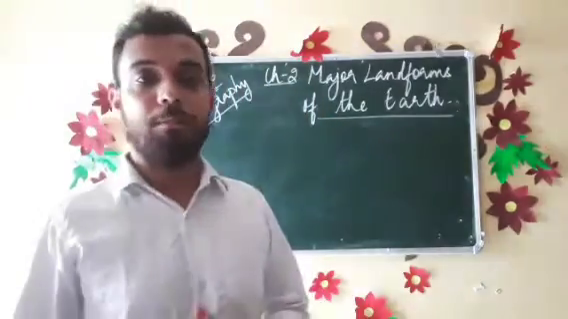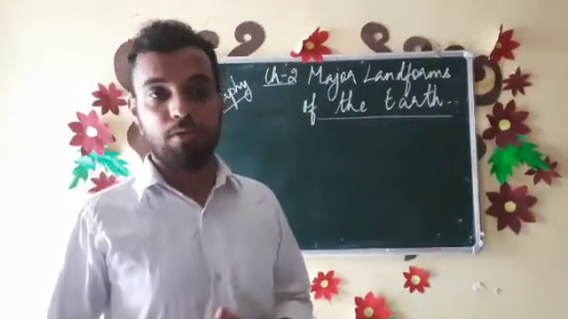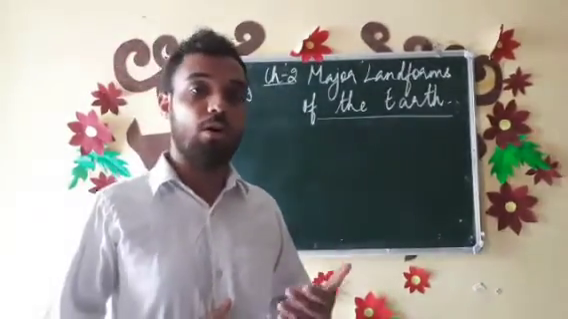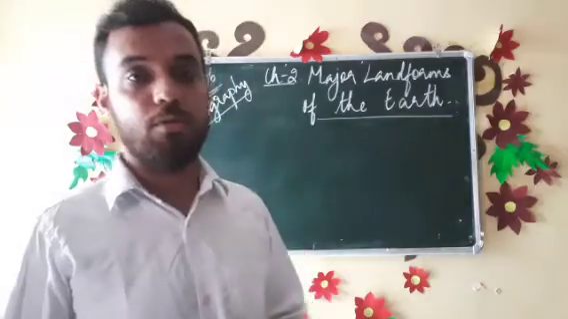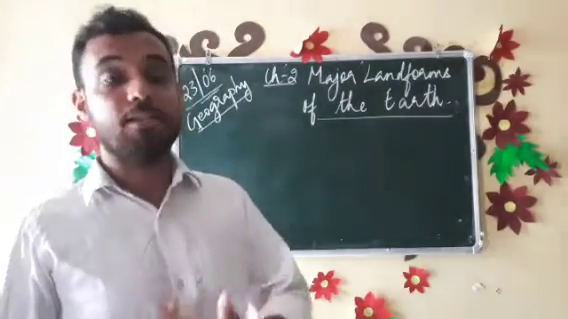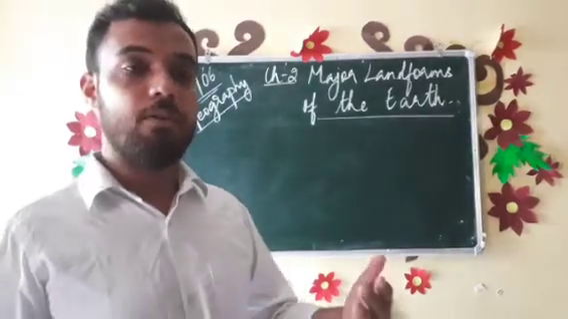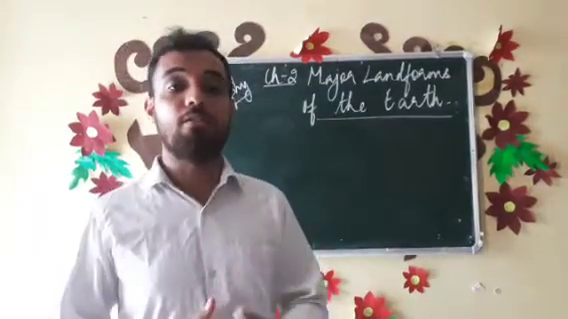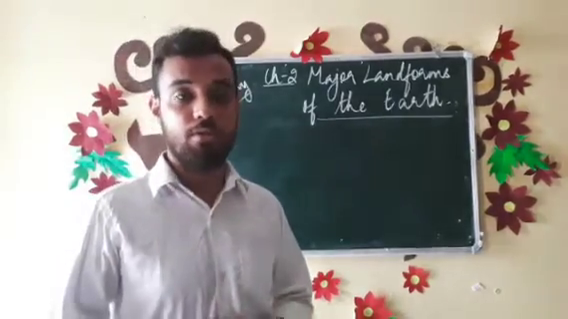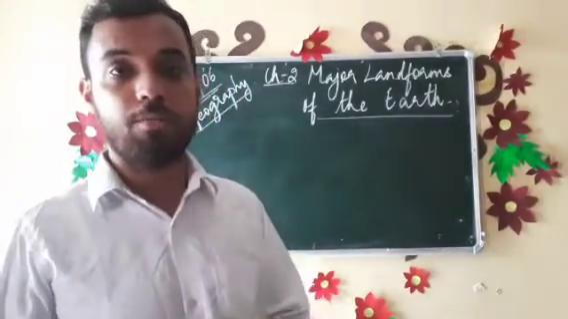Yesterday we were discussing chapter number 2, that is major landforms of the earth. And yesterday we also discussed the processes, how the different landforms are formed. And today we are going to start with the external process. Yesterday we were dealing with the endogenic process, that is the internal process. And today we are going to discuss the external process, that is known as exogenic process.